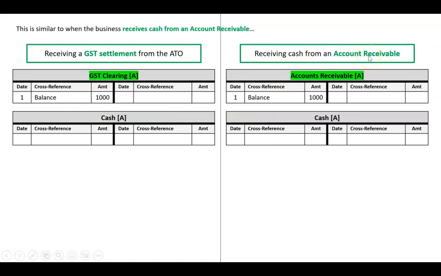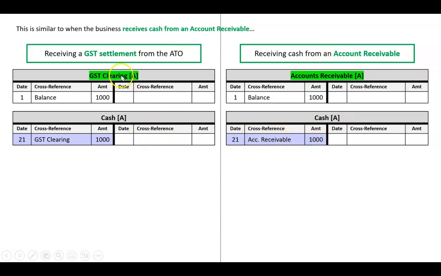Then sometimes we receive cash from an account receivable. That's someone that owes us money because we made a credit sale to them. So let's say we had the same thing. It's $1,000, and it would also be a debit balance here. The account would just be called accounts receivable. And what would happen is the business would get $1,000 in both cases. So in this case, with the GST settlement from the government, it was a debit of 1,000 to cash because we got money. And likewise here, when an account receivable pays us money, we'll have more money. So that would be a debit to cash too.